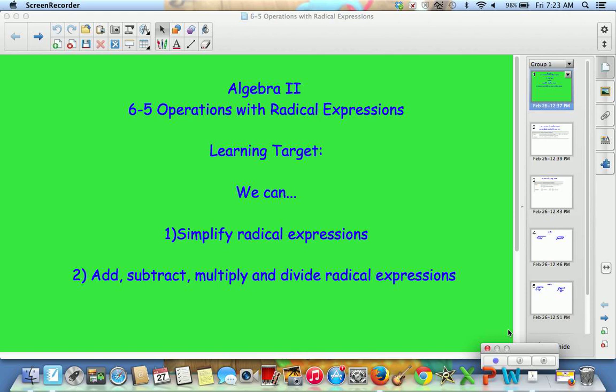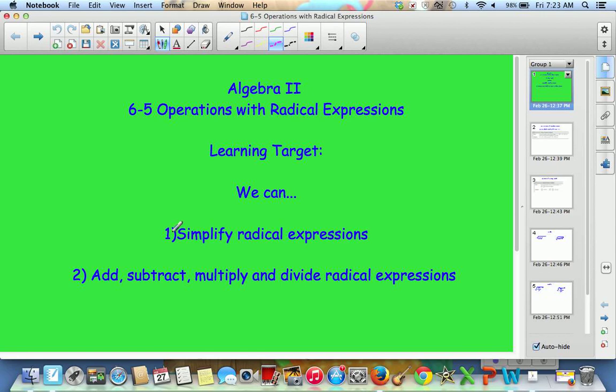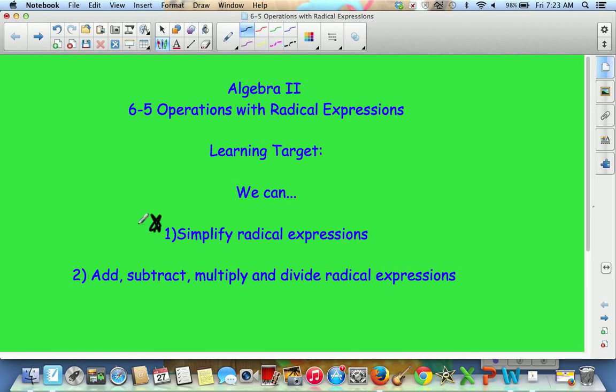Students, in this section, operations with radical expressions, we're going to simplify radical expressions and then add, subtract, multiply, and divide them. But in this video, we are just going to focus on this one right here, simplifying radical expressions.